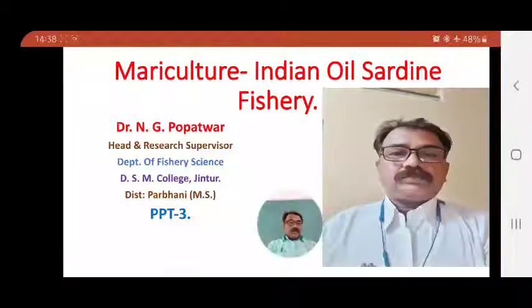The Kerala coast offers the richest waters for oil sardine. In the Indian coastal regions, the Kerala coast is the richest for the sardine fishery. The Mysore coast ranks only next to the Kerala coast. That is the Karnataka coast, the second coast, and Kerala is the first.